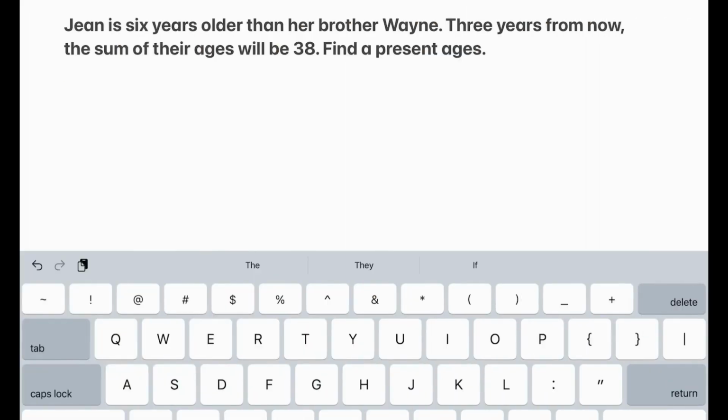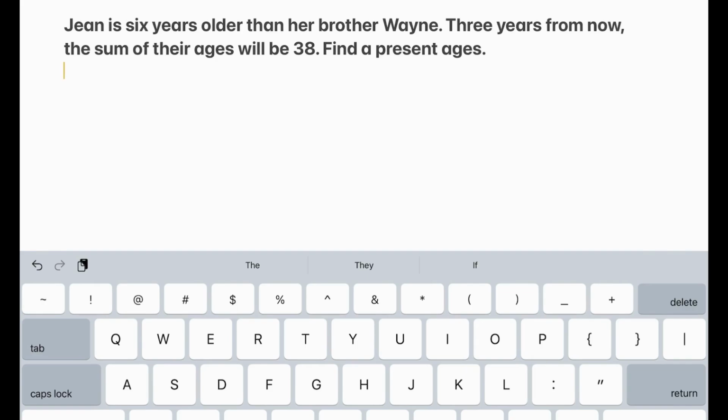Jean is 6 years older than her brother Wayne. 3 years from now, the sum of their ages will be 38. We need to find their current ages. So we have two types of information here. We have the relationship between the age of Jean and her brother.